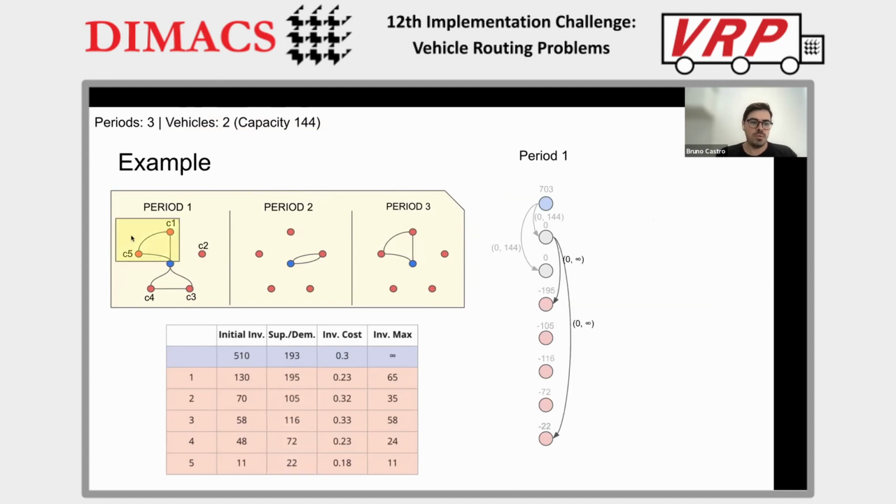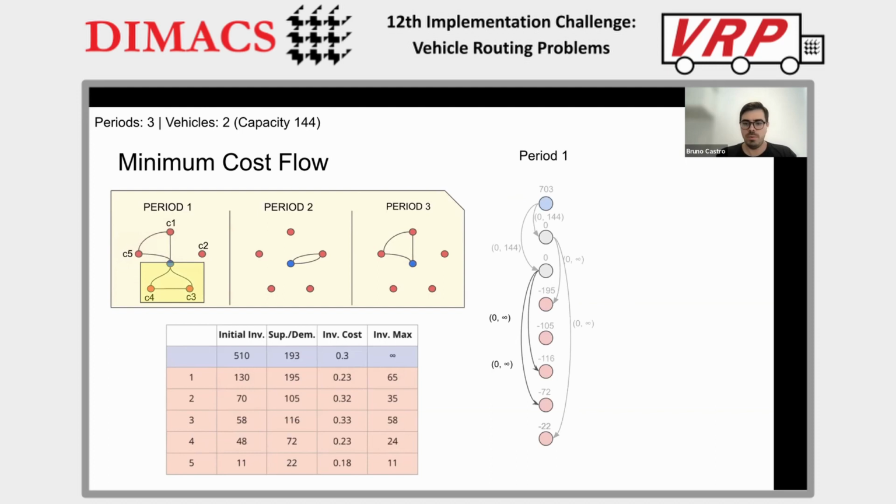To model a route, we connect the vehicle with the customers, and the cost to deliver, in this case, is 0, and the maximum capacity is infinite. We are guaranteeing the capacity of the vehicle in the first arc here. Next, we can do this for other routes.